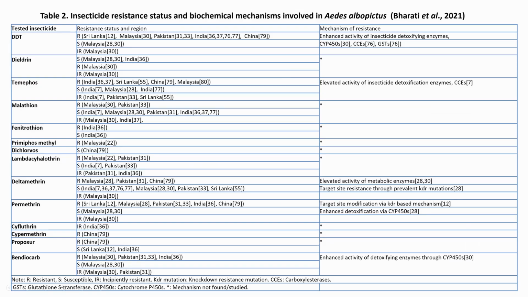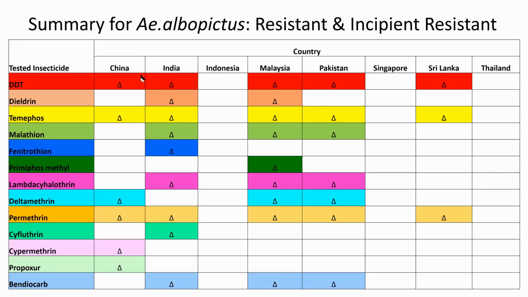And this is a table for Aedes albopictus, which I have summarized for the Asian countries. And again here, you can see that among the 13 insecticides used, in India, 9 out of 13 are already resistant. And similarly in Malaysia, 9 of the AIs are already resistant. Again, Temephos seems to be the most resistant larvicide in most of the countries, followed by malathion, permethrin, and lambda cyhalothrin.